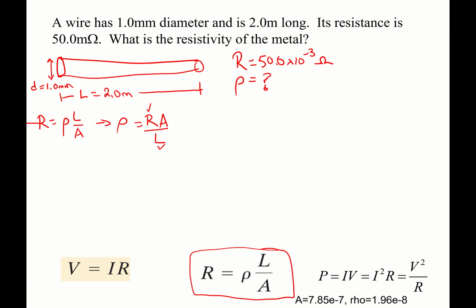Do I know the area? Well, I know the diameter, and I know that the area of a circle is pi r squared. So area is pi r squared. And this equation would not be given on an equation sheet for a test. It's sort of basic knowledge that I would anticipate that you would already know. And what's the radius? The radius is half the diameter. Okay, so the diameter is 1 millimeter, or 1 times 10 to the minus 3 meters.